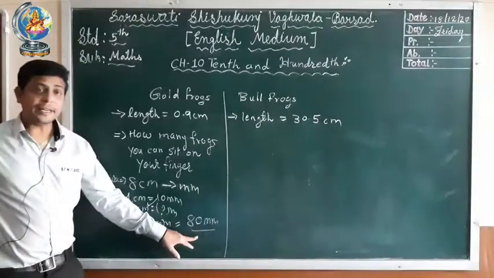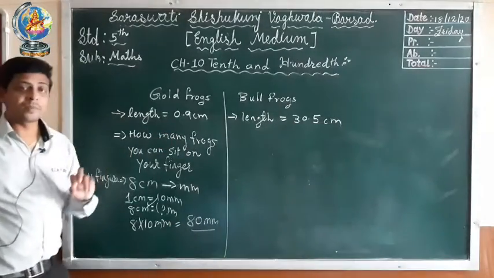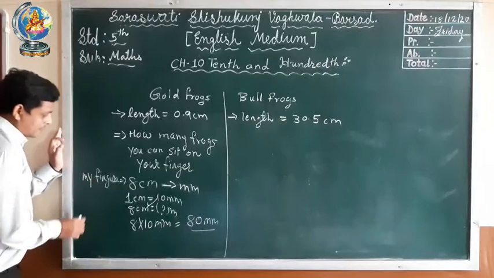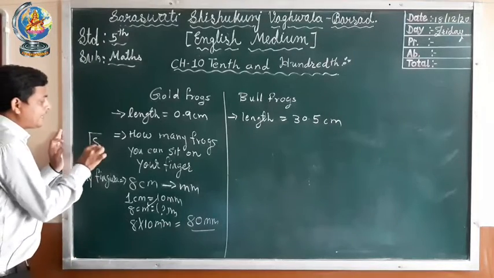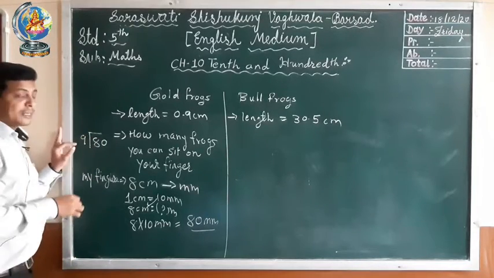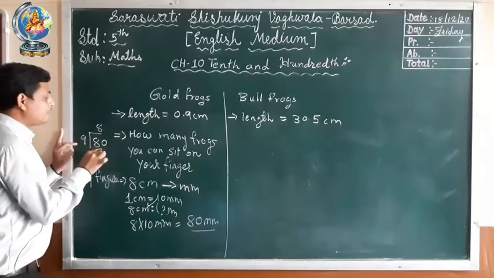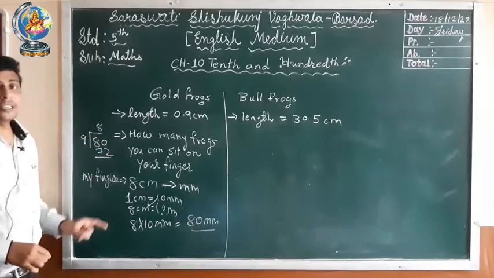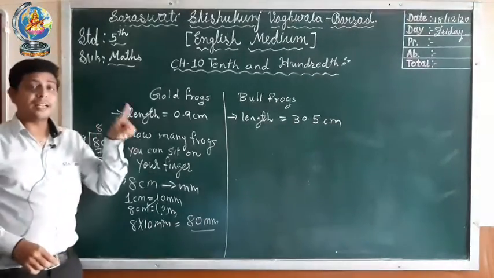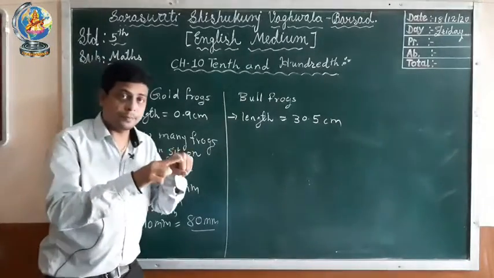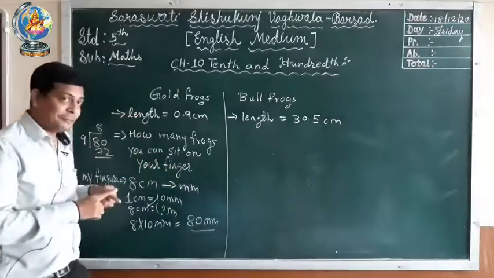So when we divide 80 by 9, we get 9 eights are 72. So nearly about 8 frogs can sit on my finger. Remember, this is my finger.